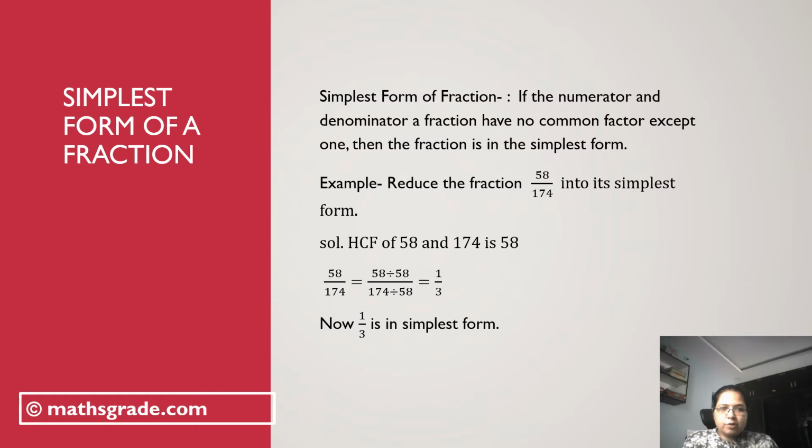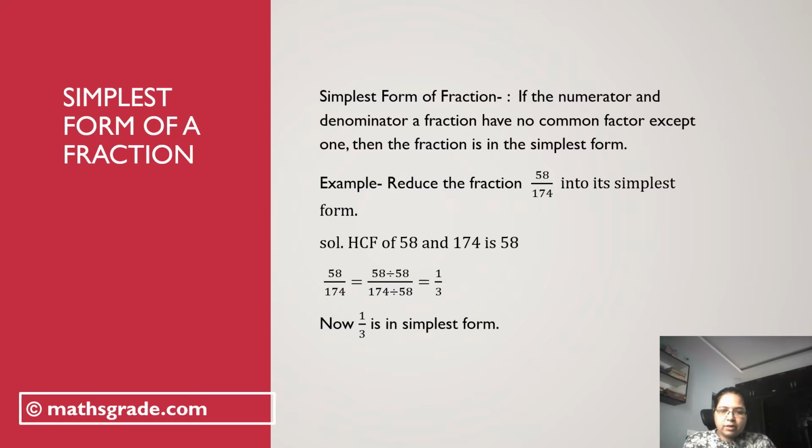Now we'll discuss the simplest form of a fraction. How to find the simplest form of a fraction. If the numerator and denominator of the fraction have no common factor except 1, then that fraction is in simplest form. But when the numerator and denominator of the fraction have a common factor, then we have to first find the highest common factor using the prime factorization method or division method.